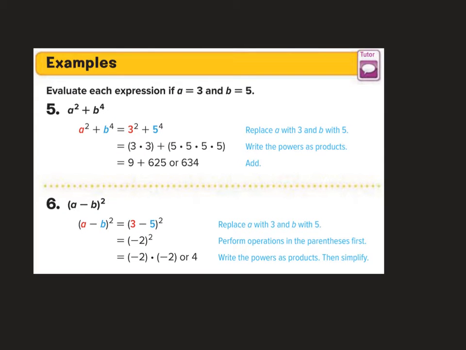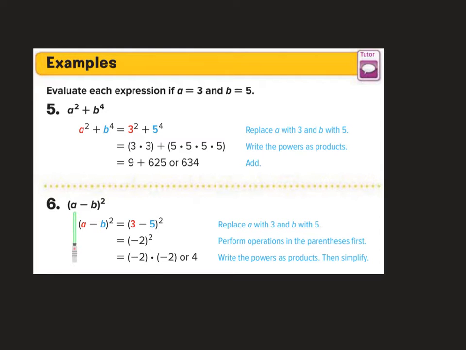Now we're moving on to a couple examples where we're going to evaluate each expression with some substitution. So we're saying a is equal to 3 and b is equal to 5. So if we have a squared plus b to the 4th, we said a is equal to 3, so that would become 3 squared, and b to the 4th, and we said b is equal to 5, so 5 to the 4th. We would write out our values. So 3 squared is 3 times 3. 5 to the 4th is 5 times 5 times 5 times 5. 3 times 3 is 9. 5 times 5 four times is 625. And 9 plus 625 would give us a final answer of 634.